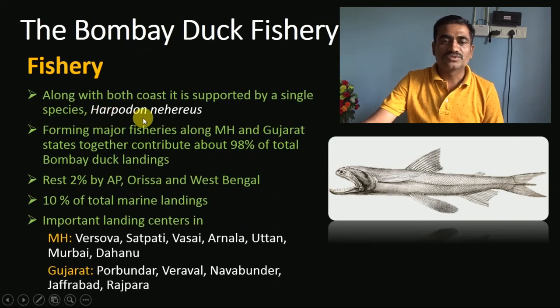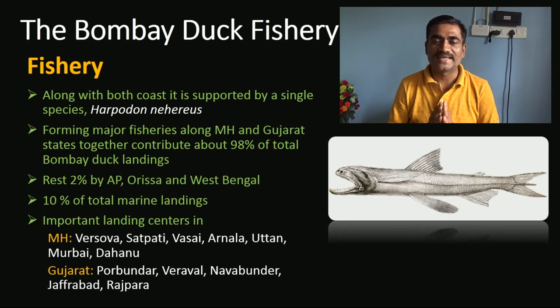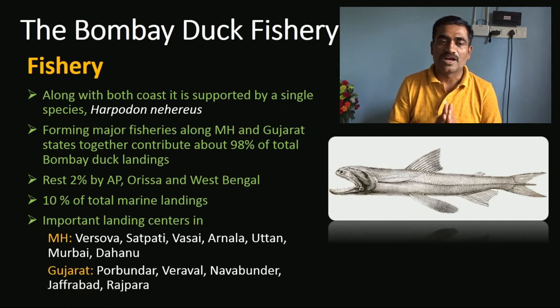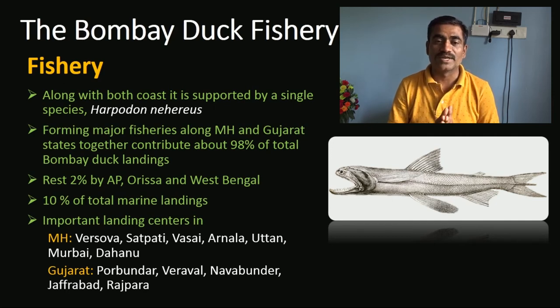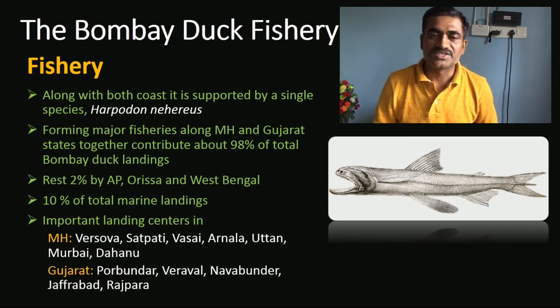Along both coasts, the fishery is supported mostly by a single species, Harpodon nehereus. Two species occur in India, Harpodon nehereus and Harpodon translucens. Out of them, the fishery is mostly supported by Harpodon nehereus, which is the most important fish, forming up to 98% of commercial catches.